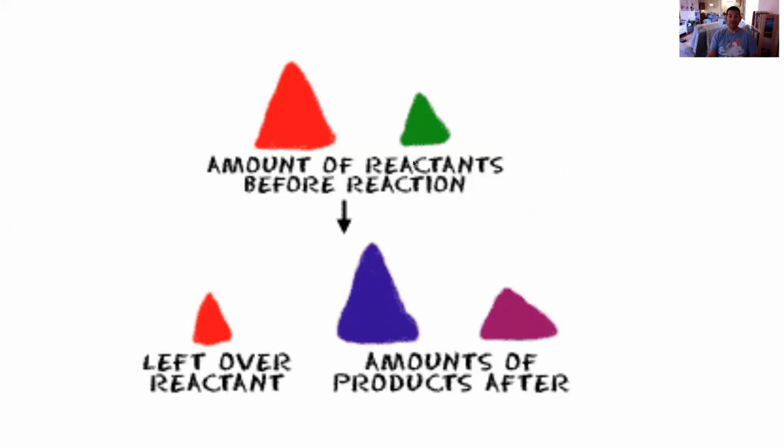And the idea of stoichiometry would be, if we know the amounts of red and green and we know the reaction, we should be able to calculate all of these three products. We should be able to calculate how much of the purple, how much of the magenta, and how much red would be left over. That's the point of stoichiometry. It's adding this math piece to a balanced chemical reaction.